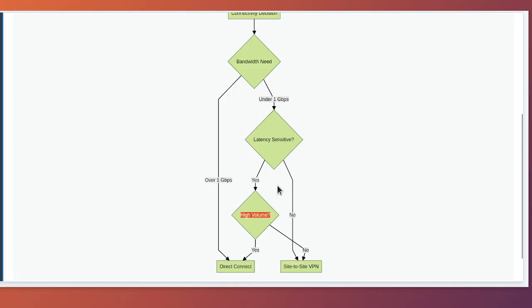Evaluate data transfer volume because Direct Connect's cost savings scale with volume. Consider compliance requirements, as some regulations may require private connectivity. Finally, factor in deployment timeline. If you need connectivity operational quickly, start with VPN and migrate to Direct Connect later.